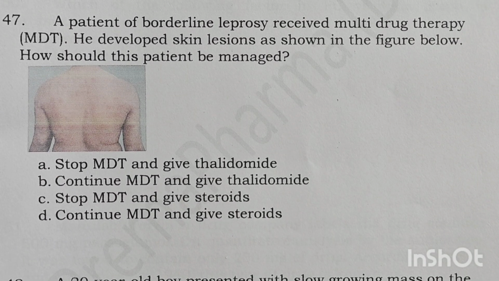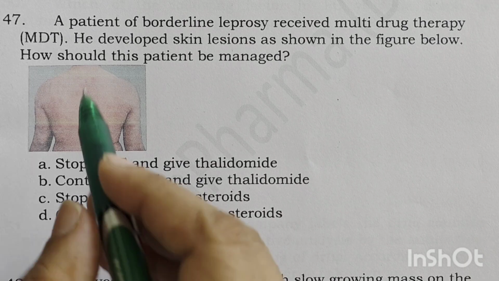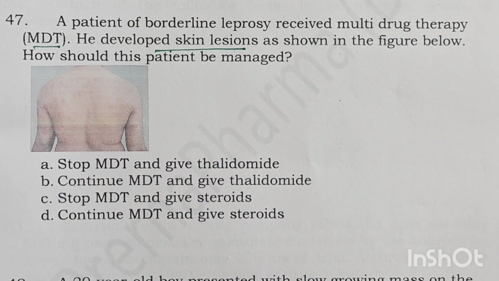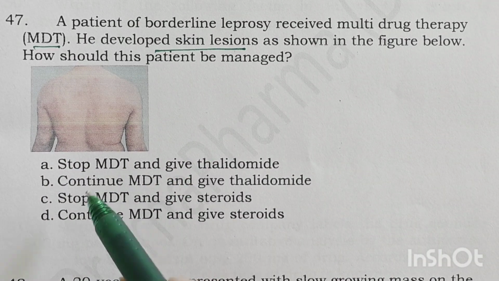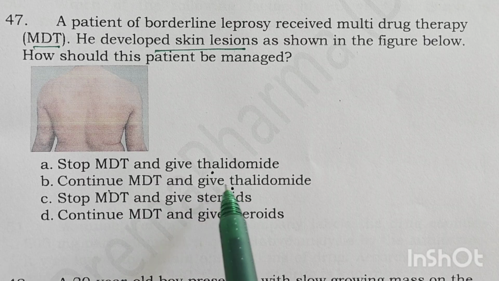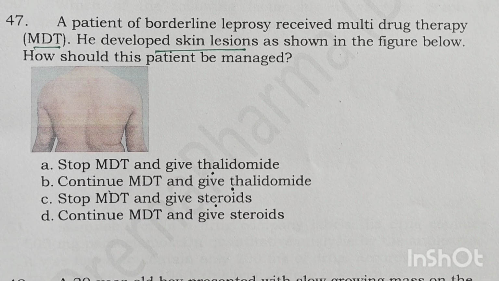A patient of borderline leprosy received multi-drug therapy. Okay, multi-drug therapy le raha hai, he developed skin lesions. How should this patient be managed? Should we stop MDT and give thalidomide? Should we continue MDT and give thalidomide? Should we stop MDT and give steroids? Should we continue MDT and give steroids?